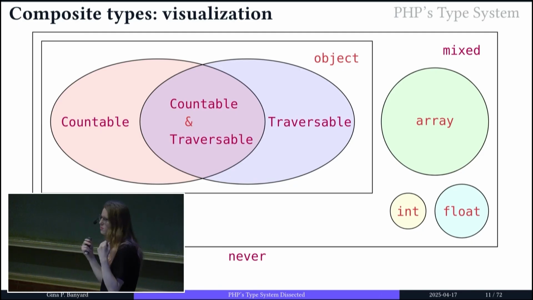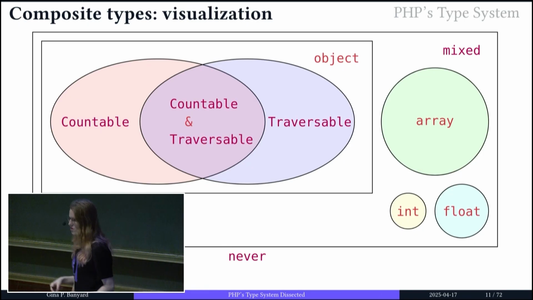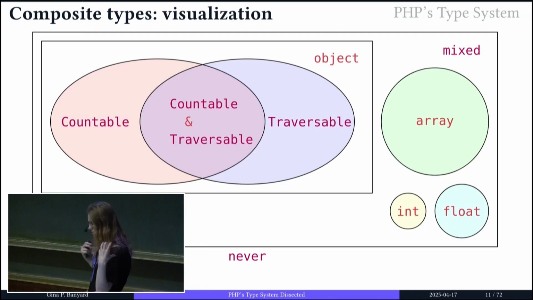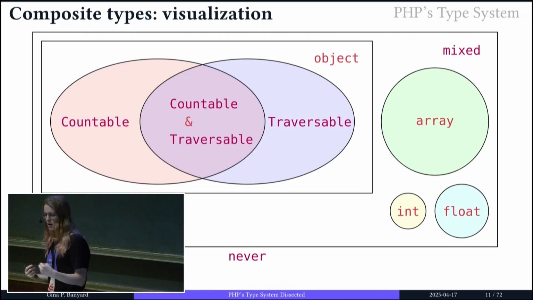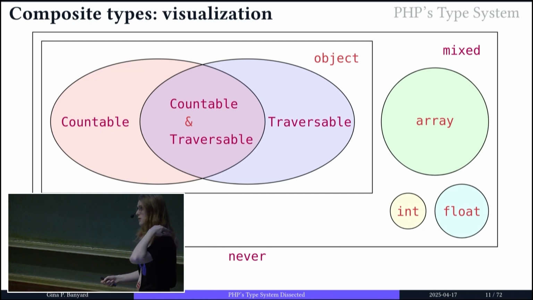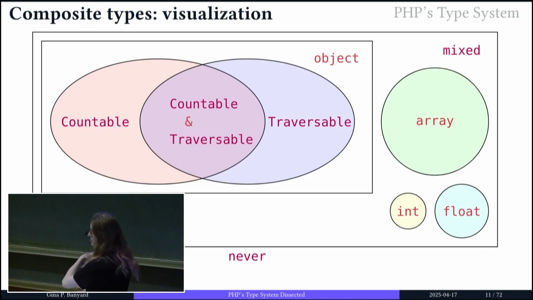So if you want to just be able to do count on something, you can use the union type of countable and array. If you just want to use a foreach on a value, you can use traversable union array. But if you want to be able to count and use foreach on a value, you can say, I want something to be countable and traversable, or to be an array. Or if I just want some arithmetic, I want either an integer or a float.